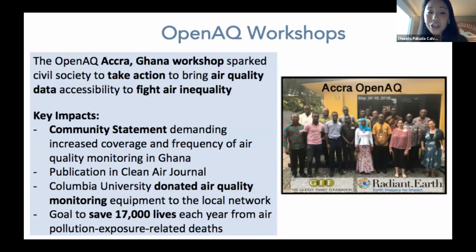And I wanted to highlight one particular example. This is a photo of our workshop in Accra, Ghana. And as a result of this workshop where we brought together diverse stakeholders, some of the key impacts have been the group committed to creating a community statement, really demanding increased coverage and frequency of air quality monitoring in Ghana. And this community statement was translated and also published as a call for action in Clean Air Journal. And as a result of this, bringing awareness to this issue, Columbia University donated air quality monitoring equipment to a local network in Accra, Ghana.